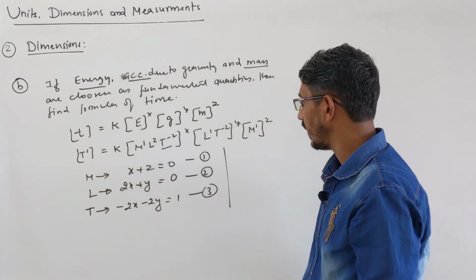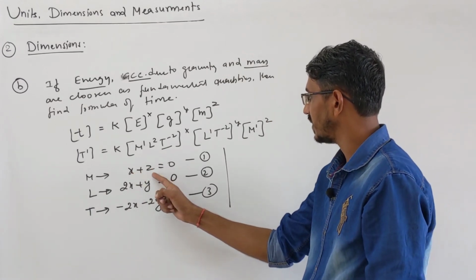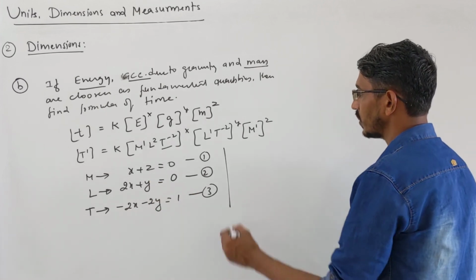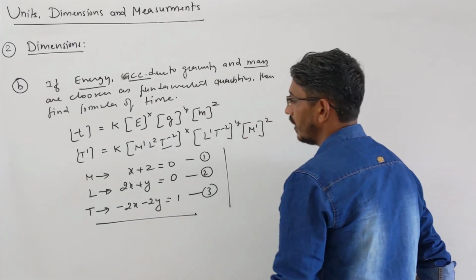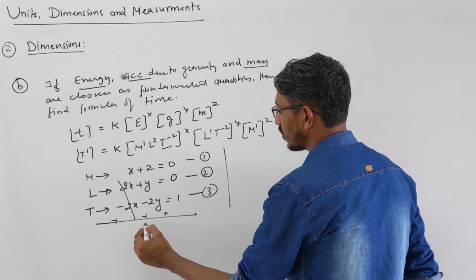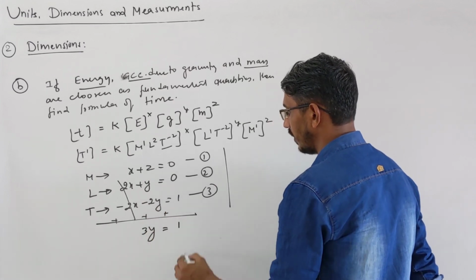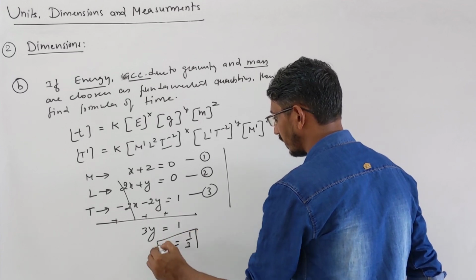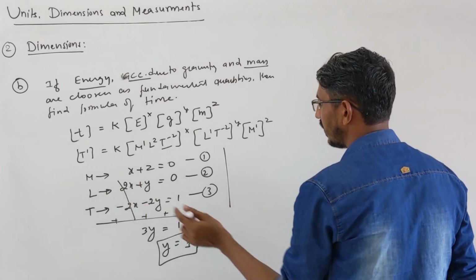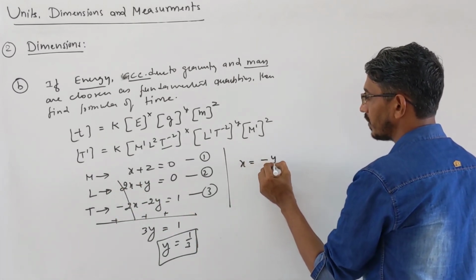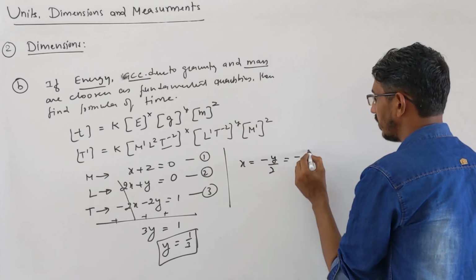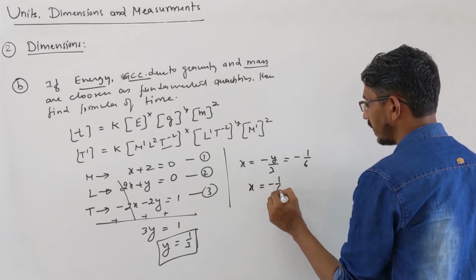So all three variables we have to find. You see this equation is in terms of x and y, so we can solve these two first. Let's add them. x gets cancelled, minus 2y plus 2y... this becomes 3y is equal to 1, so y becomes 1 by 3. Done. Same way we have to find the other things also. We know y now, we can find x from here. So x is nothing but minus y by 2, which becomes minus 1 by 6. So that's your x value, minus 1 by 6.